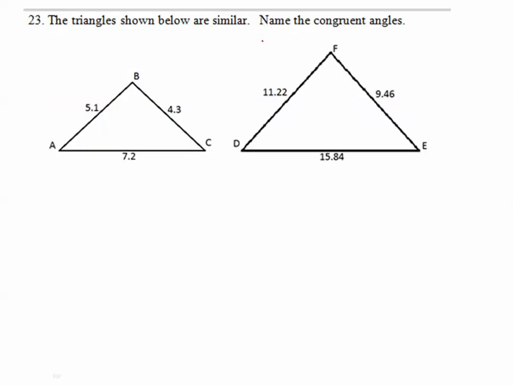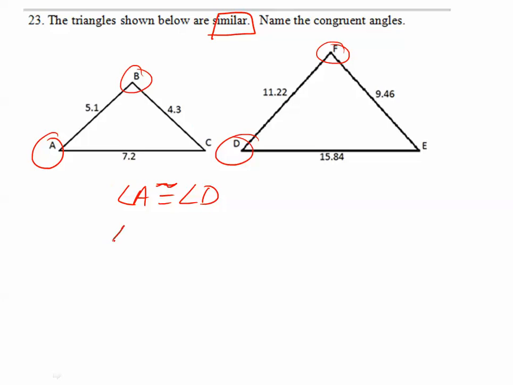The triangles shown below are similar. Similar triangles have congruent angles. So all we have to do is start naming the congruent angles. Angle A is congruent to angle D. Angle B is congruent to angle F. And angle C is congruent to angle E.